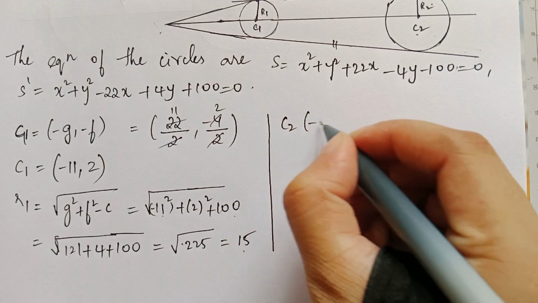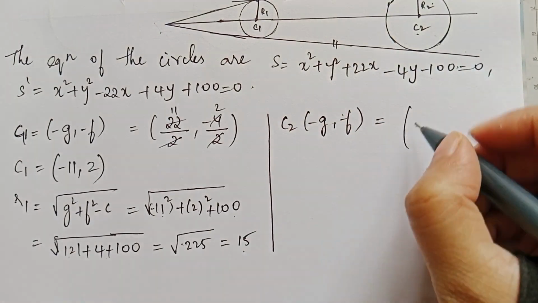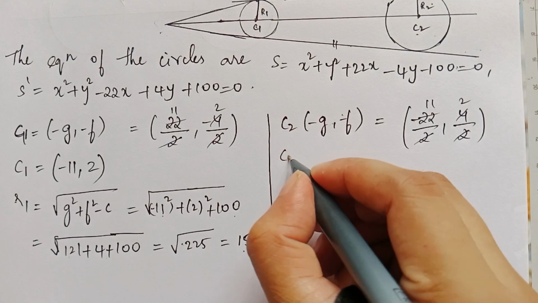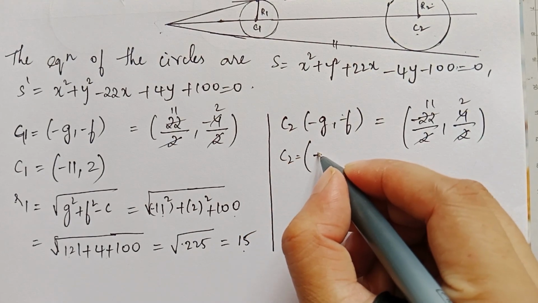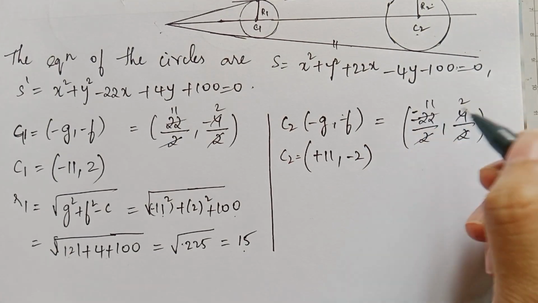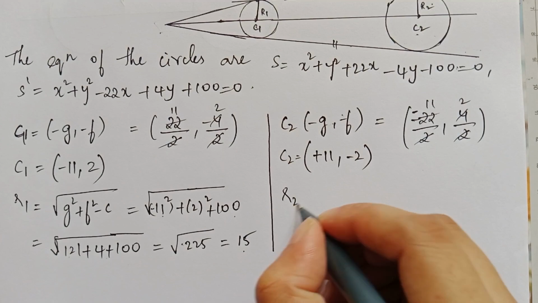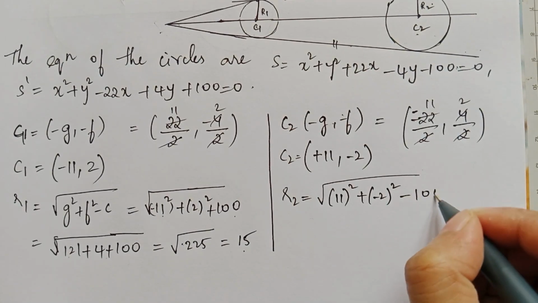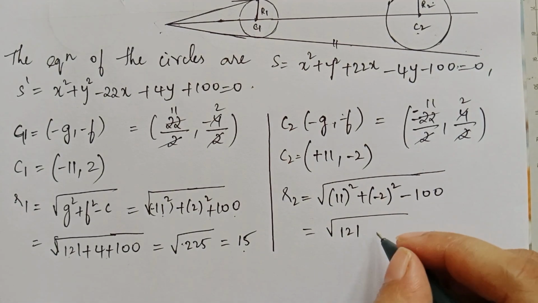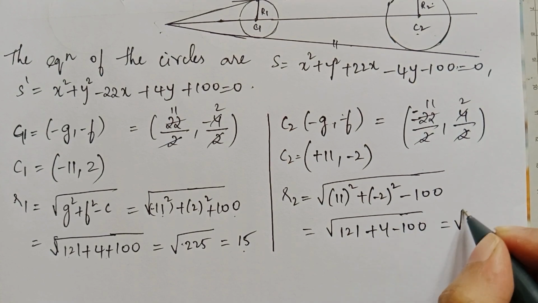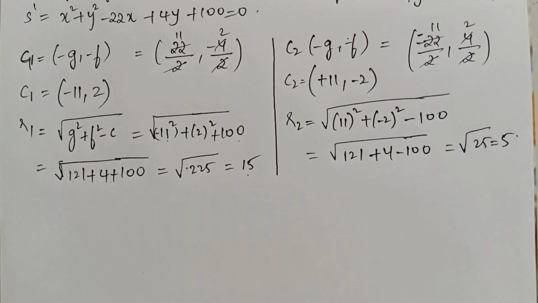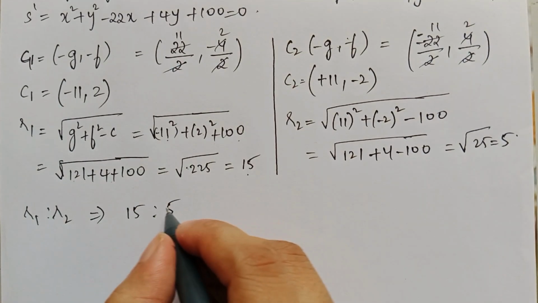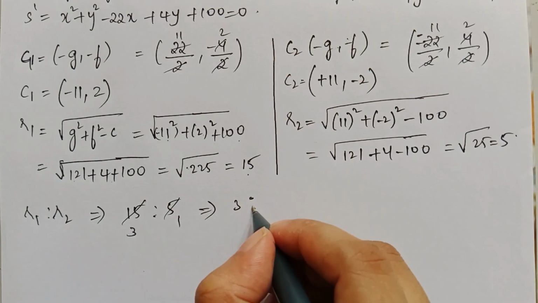We'll find C2 now. (-g, -f), which equals (-22 by 2, 4 by 2). So here the C2 value will become positive 11 and negative 2, because here it is already minus 11. Okay, now the R2 value equals root of 11 square plus (-2) square minus 100. So this will be equal to 121 plus 4 minus 100, which equals root 25, and it is equal to 5. So here R1 to R2 equals 15 to 5, which equals 3 to 1. So the ratio will become 3 to 1.